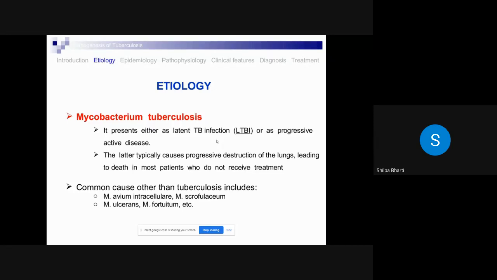That is the difference between the infection and the active form of the disease. I hope I am clear. You should be very clear about these two terms: the infection and the active disease. Okay, so that is the difference. And then there are other forms. Only those with the active form can infect another person, whereas if there is only infection, it will only affect that person's lung.